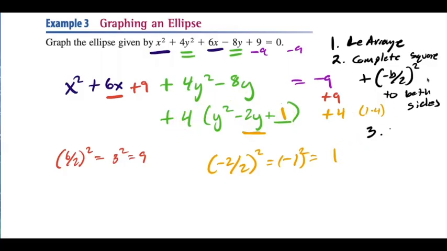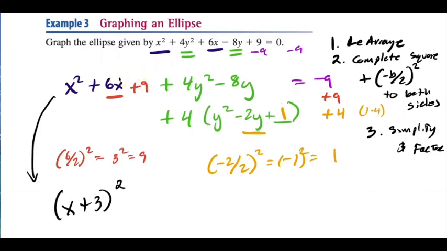Step 3, we're going to simplify and factor. That's how you complete the square. Let's factor this left side first. The trick to factoring it, if you complete the square, it's always going to be the middle term divided by 2. So this is going to be x, then 6 divided by 2 is 3. That's why we complete the square, to make the factoring so easy. Same thing happens with our y's. This is easy to factor. It's always the middle term divided by 2. So that's going to be y minus 1, negative 2 divided by 2.